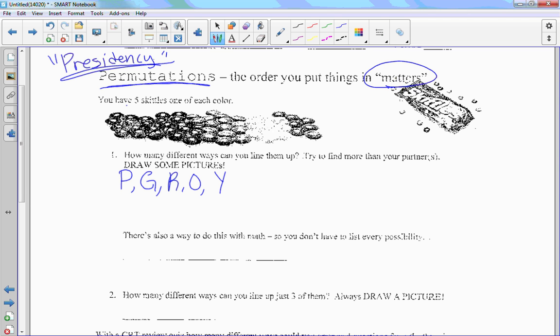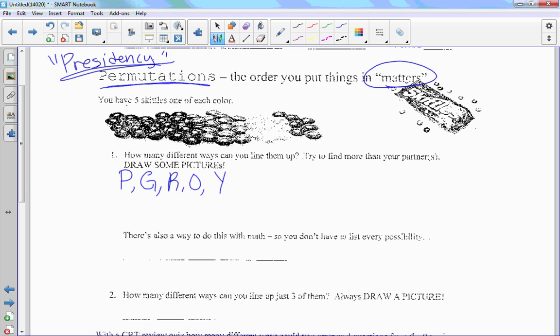We have a president. Who's the president of the United States right now? Barack Obama. And who's the vice president? Joe Biden. Good job. Who's the Secretary of State? I don't actually know who the Secretary of State is. And then we have a Speaker of the House, and then we have someone in the Senate. Okay? So there are 5 positions in the presidency for the permutation.